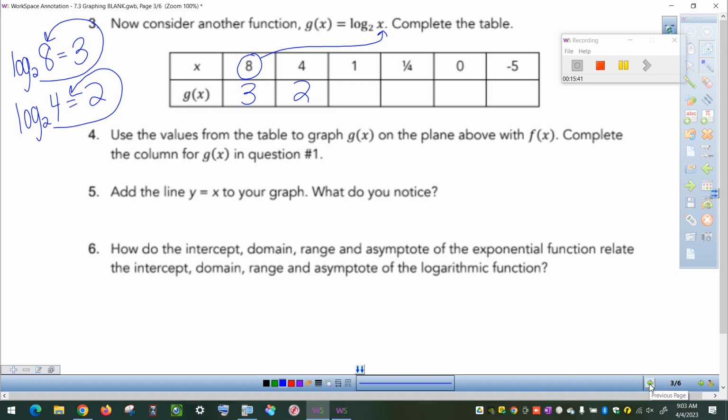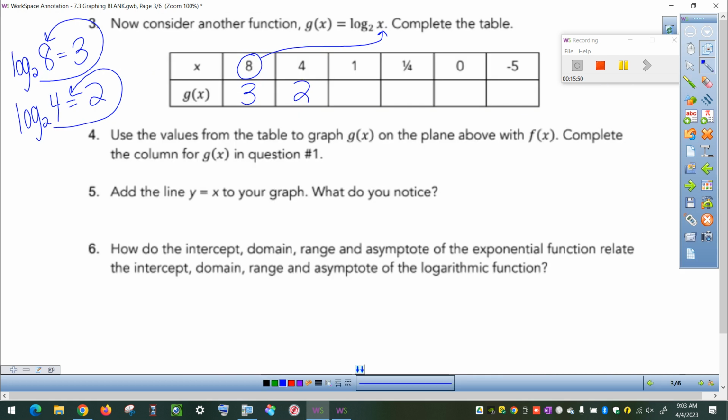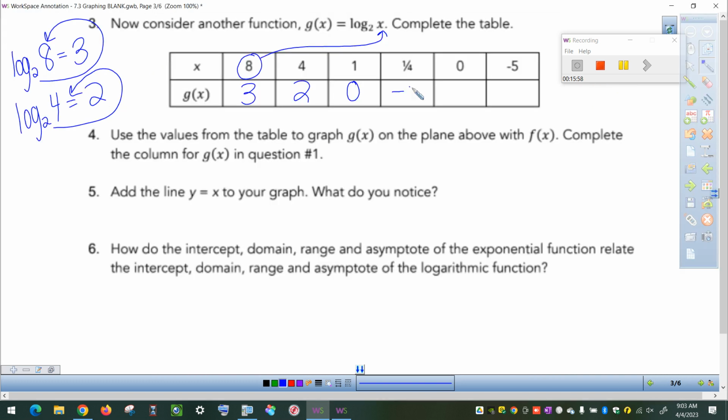If we look back at our graph, when x was equal to 1, we saw that our y value was 0, so that was our x-intercept. And then looking at the first point that we plotted, when x was equal to 1/4, our y value was -2.